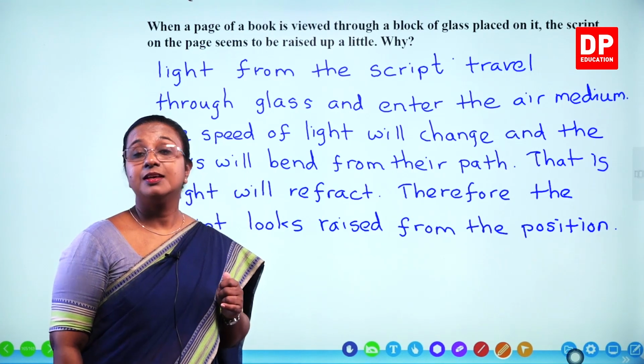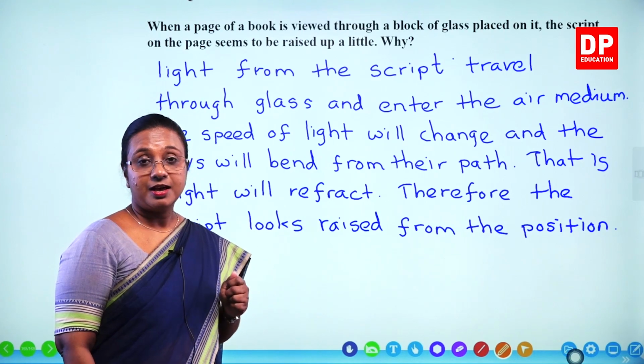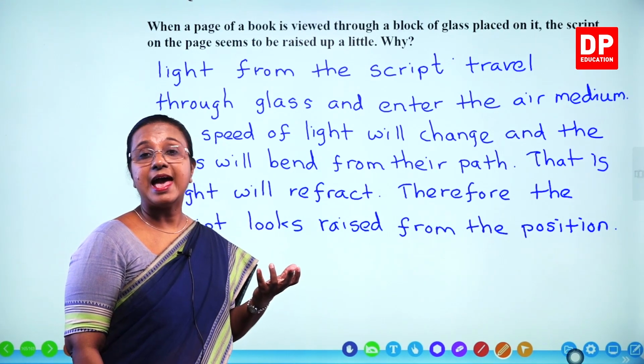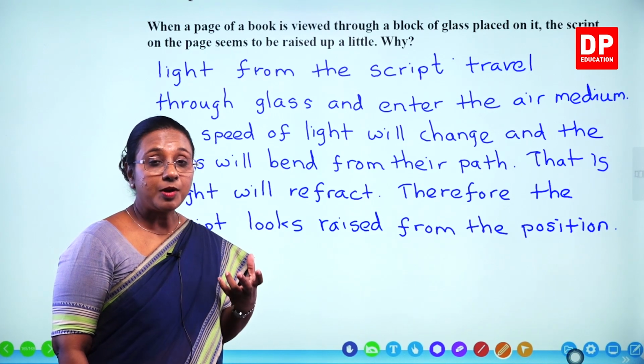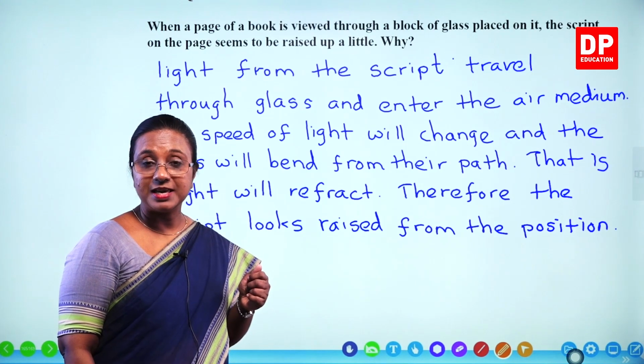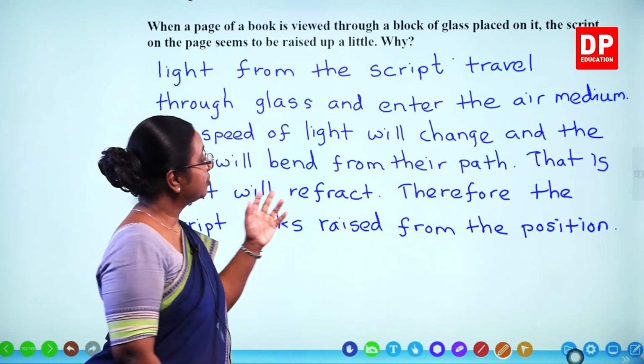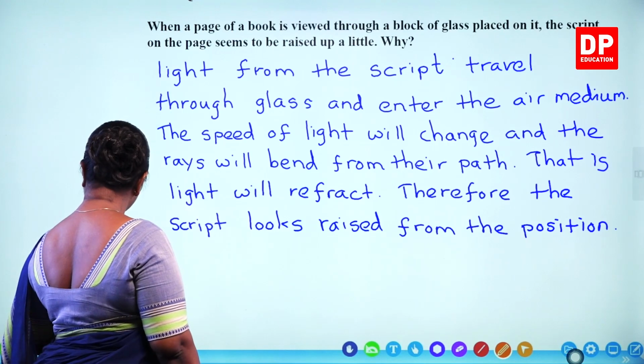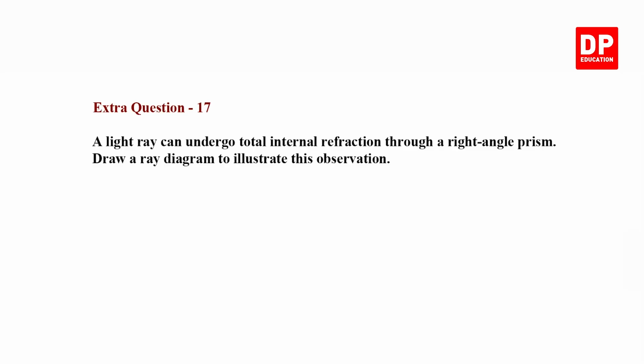You know this very well. We have observed it in many instances. For example, the activity with a block of glass. I told you all some examples. So that is how this happens. With that, I will move on to the next one.